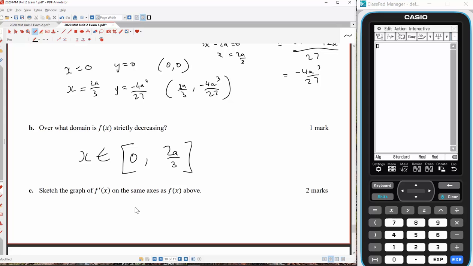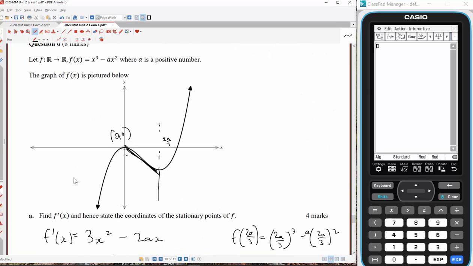Sketch the graph of f dash x on the same axis above. Okay, so we've got a 0 gradient point here, a 0 gradient point here. Now we've got a negative gradient between here and here, so we just need to draw something negative, and a positive gradient and a positive gradient. Cubic goes to a parabola, so we've got an upright parabola as f dash x, where this one is f of x.